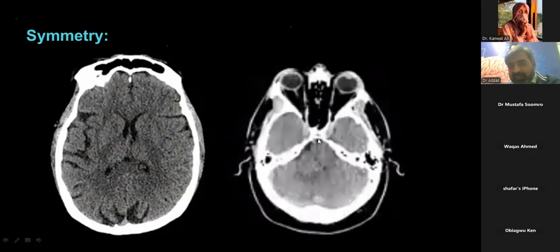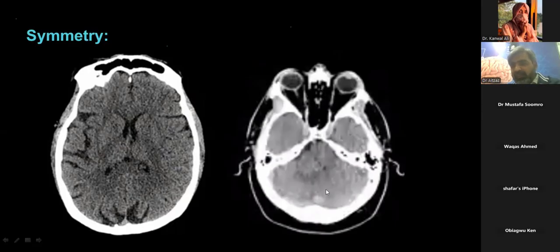The fourth ventricle is displaced to the left side. That's why we can say that there should be a lesion on the right side that is displacing this fourth ventricle. Yes, you are right. There is a lesion here, most likely at the level of the CP angle. Right CP angle tumor.